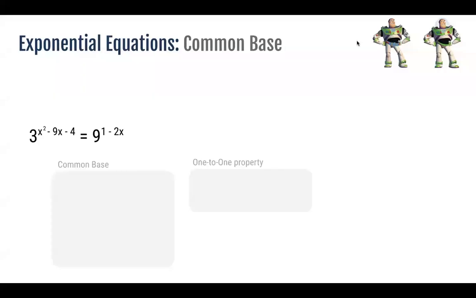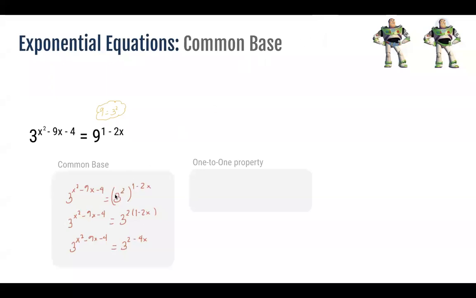In this example, the process is the same. We want to find the same base, but now we have a quadratic in the exponent. So we need to find the same base. We're going to start by rewriting 9 as 3 squared. Then we substitute that into the equation, turning that 9 into 3 squared.